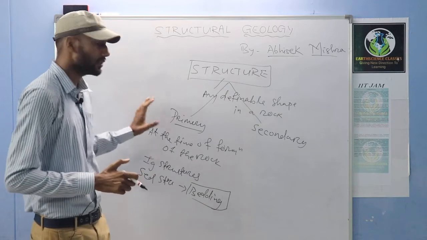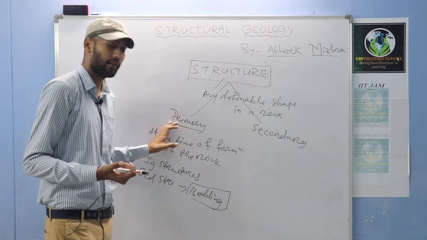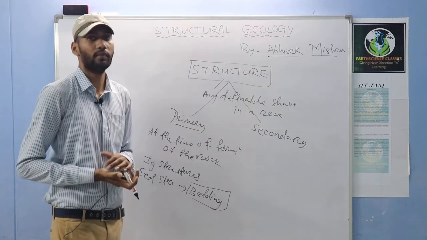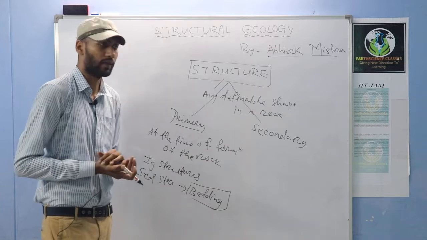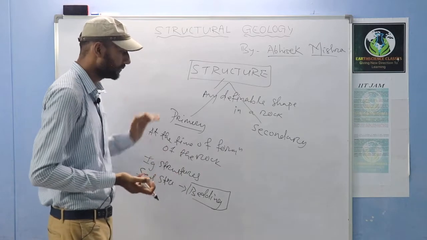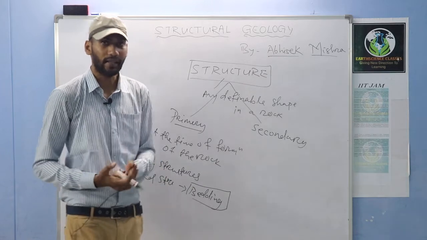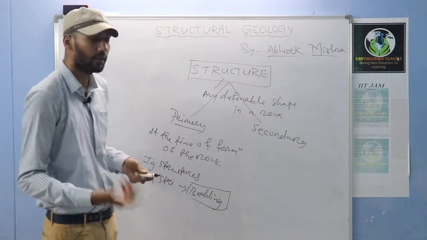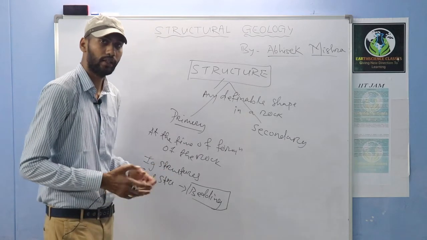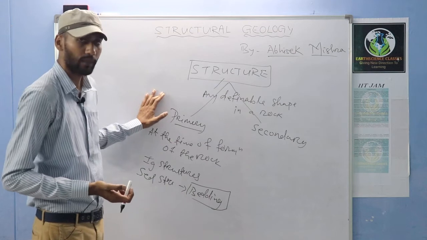So now for introduction, just to make you understand what is primary structure, I am giving these examples. Igneous structures form during the cooling of the magma or during the solidification of the magma. When the rock forms, at the same time these structures are formed, that's why they are termed as primary. Similarly, the sedimentary structure, during consolidation, compaction of the sediments, or just after the deposition of the sediment, these structures are formed within the rock. That's why sedimentary structures are also included under primary structure.